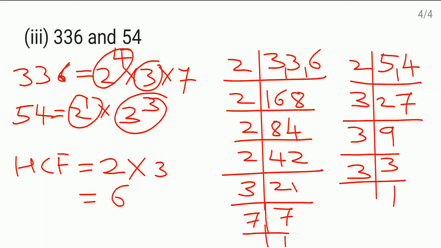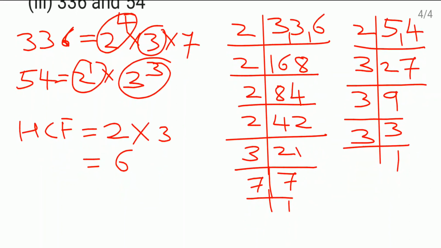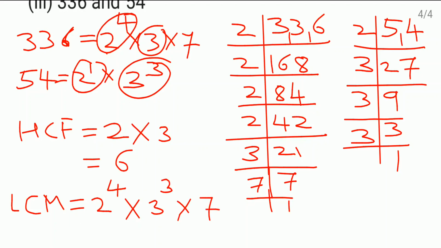I need to write down LCM now. See? For LCM, look at the common numbers first. Here 2 raised to 1 and 2 raised to 4. Out of these 2, I will choose the prime having the highest exponent, 2 raised to 4. For the other one, 3 and 3 cube, out of that I will choose 3 cube, and the remaining factor. Right?